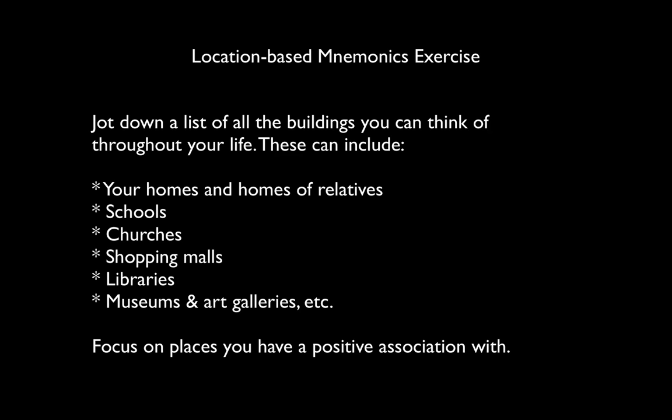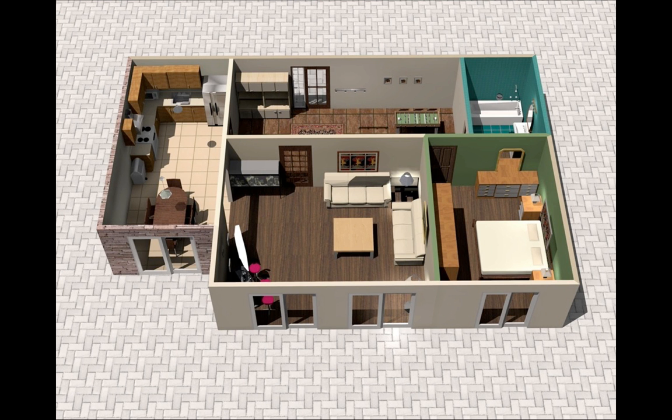Now, as we're going through, you've got that piece of paper, and I suggest that you jot down a list of all the buildings you can think of throughout your life. These can include homes of your relatives, homes you've lived in, schools, churches, shopping malls, libraries, museums, art galleries, and even movie theaters. Focus on places that you have a positive association with, and start getting a list, because all of these are perfect as memory palaces once you know these techniques.